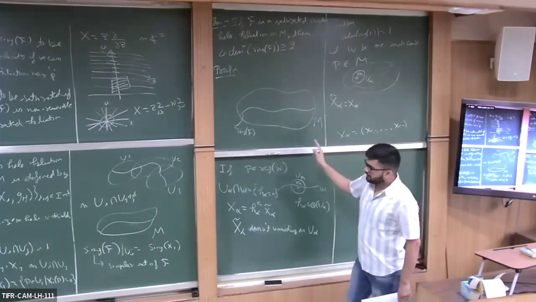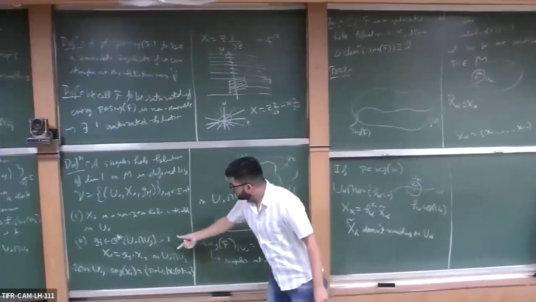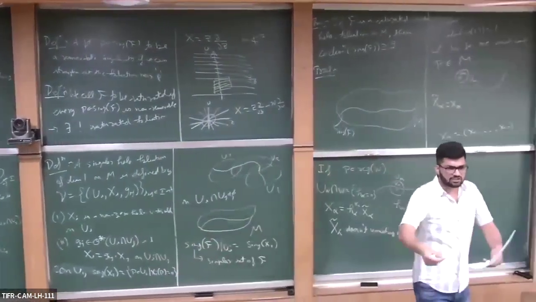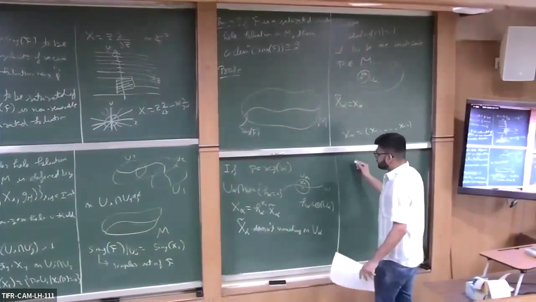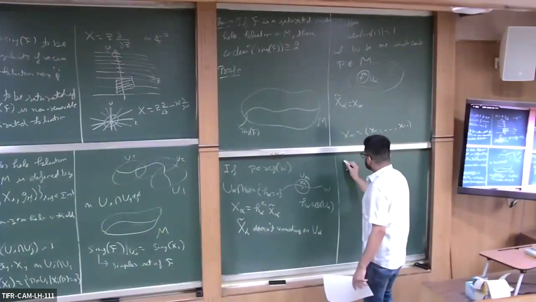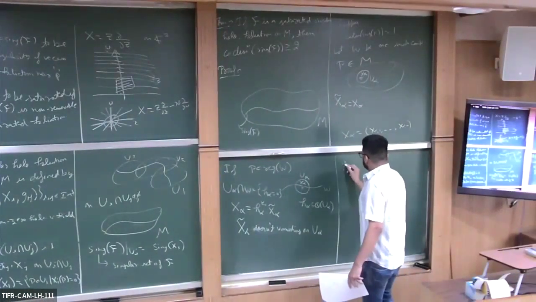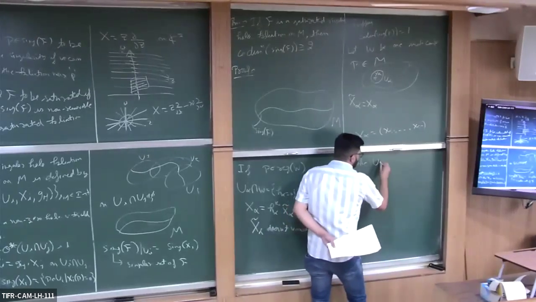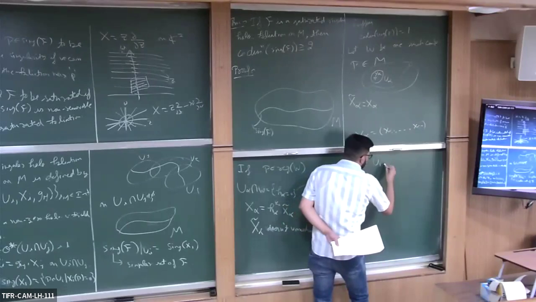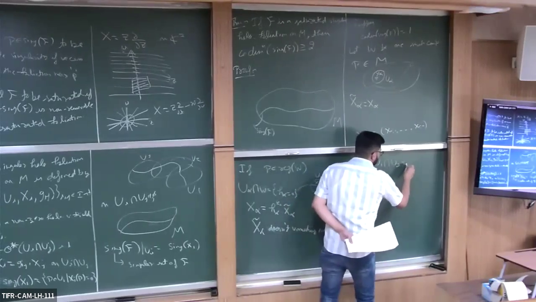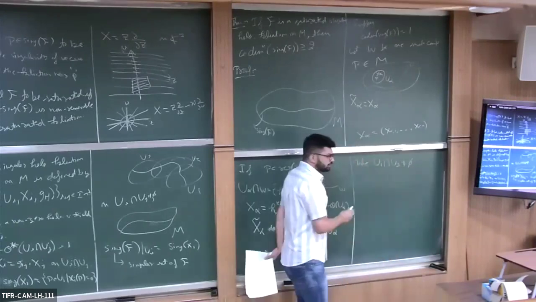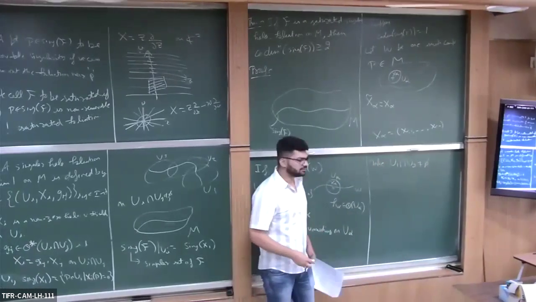I have X alpha theta. Let me just tell you what these objects are, because we need this G alpha theta which relates these objects. Let me take these two open sets, U1 and U2. We take two coordinate charts which intersect.